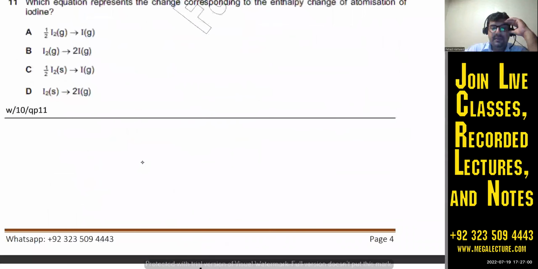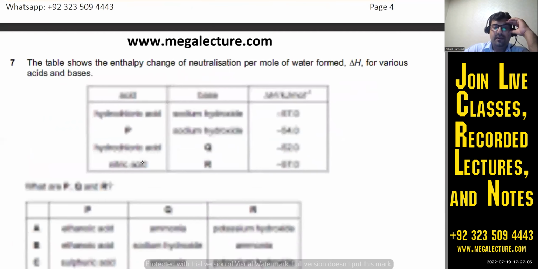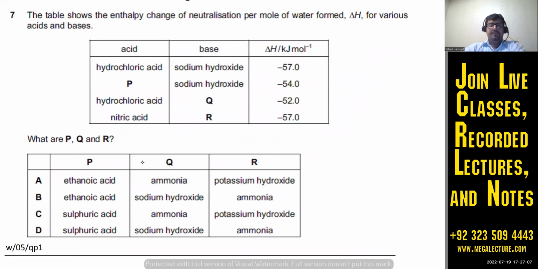So again, this is atomization, not in course anymore. As this one, delta HN. So minus 57, that's strong base, strong acid, right? So the first reaction is a strong base, strong acid reaction. Now you've got minus 54.